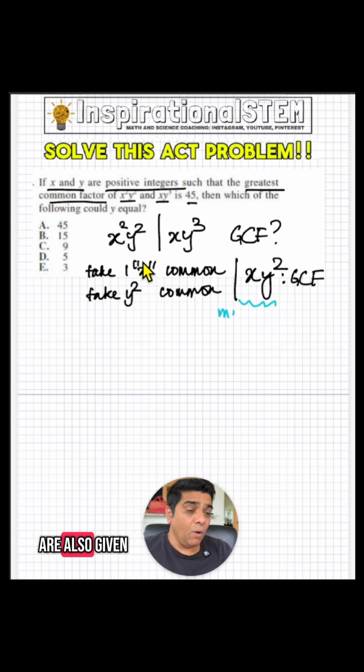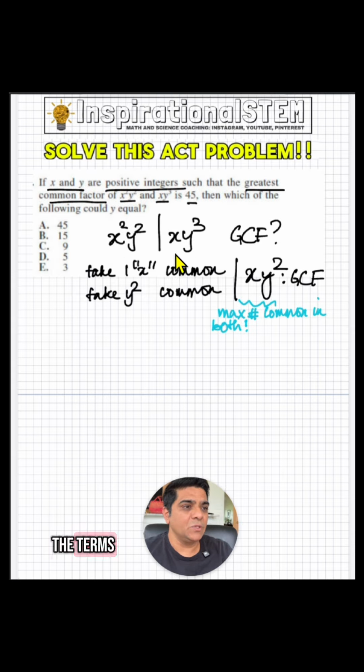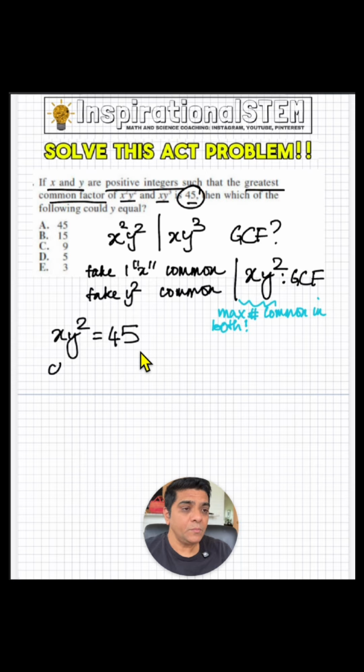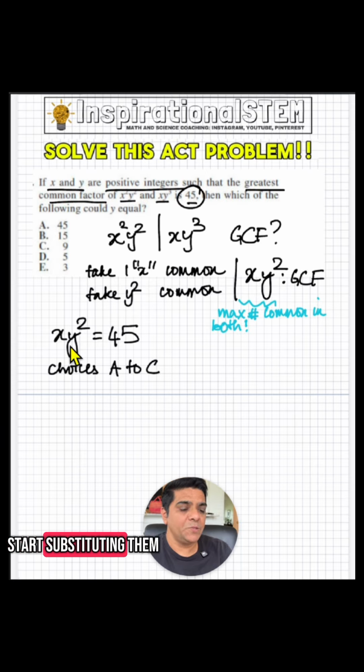All right, now we are also given that that is equal to 45. So this is the maximum common factor in both the terms. That's what we were asked to find, and that is equal to 45. So let's go ahead and write that xy squared equals 45. All right, now we can just start with our choices and start substituting them.